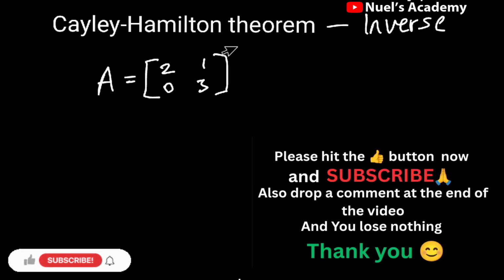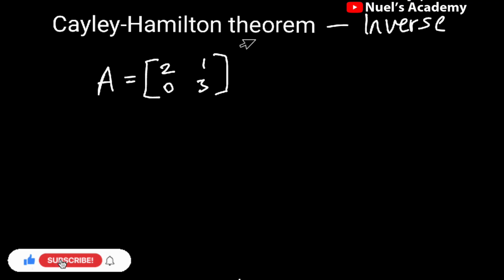In this lesson, we're going to be finding the inverse of this matrix using Cayley Hamilton theorem. So matrix A is giving us row 1 made up of 2 and 1, and row 2 is 0 and 3. To start with, we're going to find the characteristic equation of this matrix A, and the formula for it is determinant of matrix A minus lambda times identity matrix equals 0.